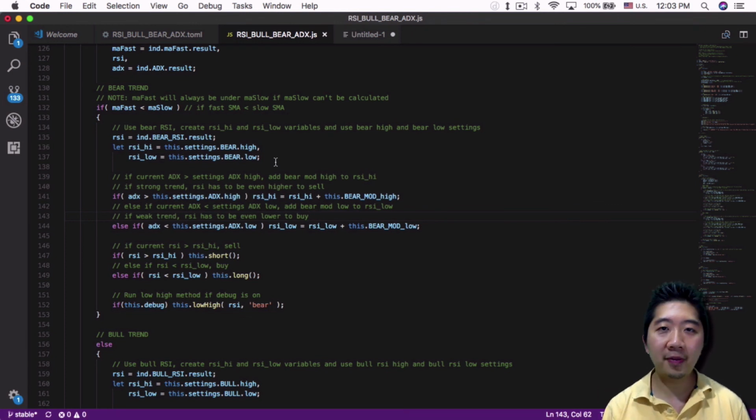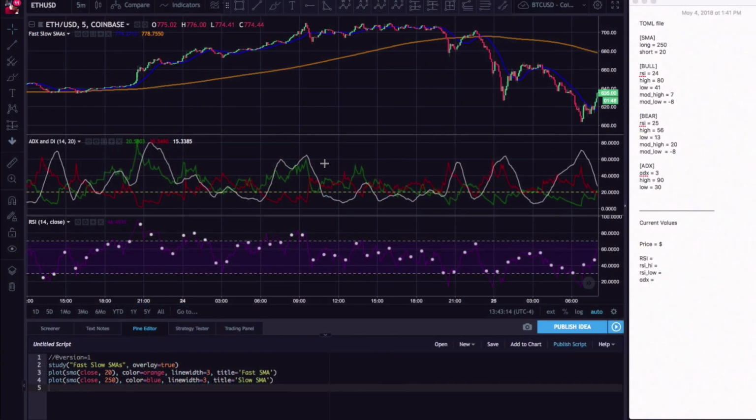Now let's go to TradingView to show you how it works over there. Okay, now we're in TradingView. I want to show you how this strategy works visually. In the top portion, I have the price charted, and I have two SMA lines, the fast and the slow. The blue line is the fast and the orange line is the slow.